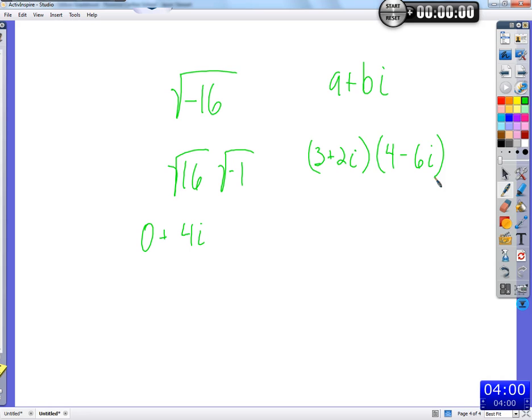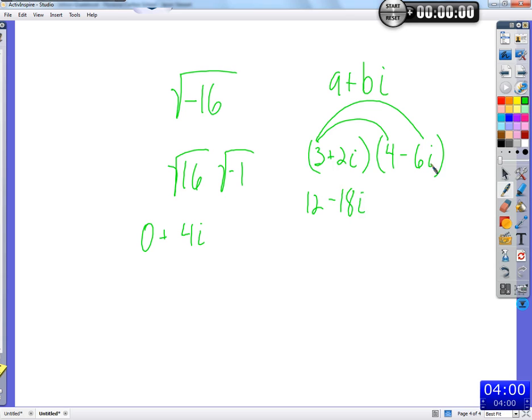So when we initially multiply these together, we should just treat it like any other binomial, a binomial times a binomial, what we used to call foiling it. Now we know it's just distribution, so we're just going to distribute everything in here to there. So 3 times 4 is 12. And 3 times negative 6i, what would be your guess? Negative 18i. Yeah, our instincts are right.